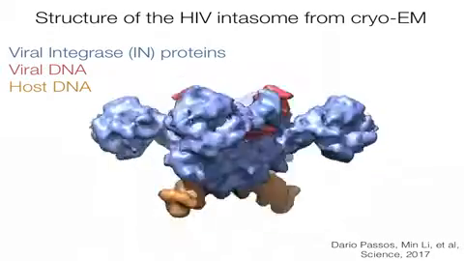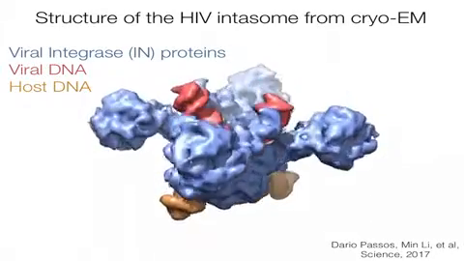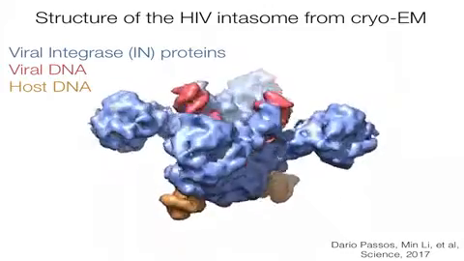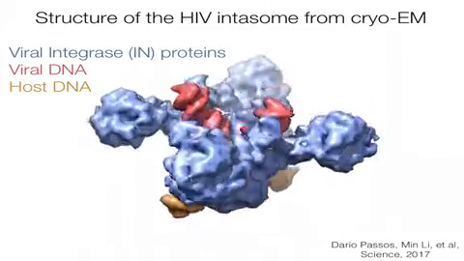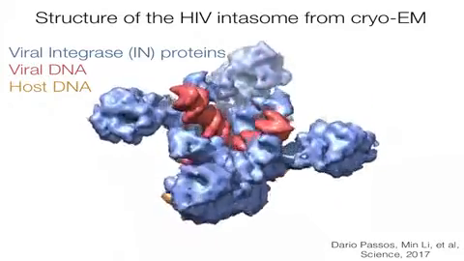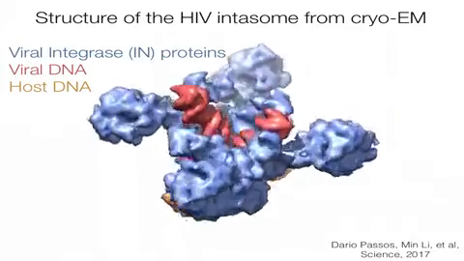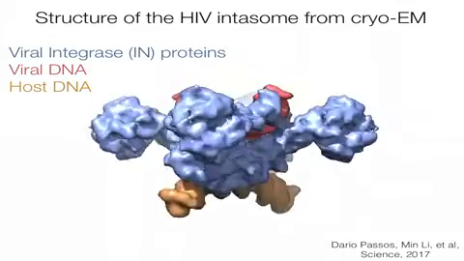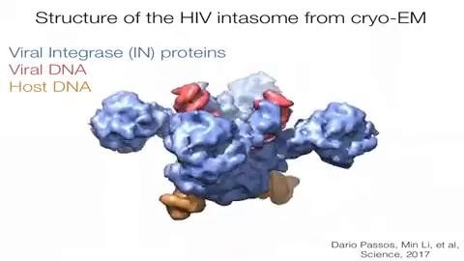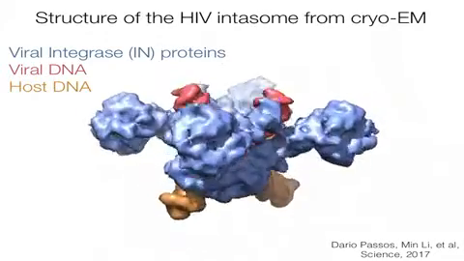In reality, these ends are slightly distinct. There's a U3 and a U5 end, but in our case, we're simply using 2 identical oligos for the U5 ends. There's also the host DNA, and that's shown in orange. Now, this particular complex represents the product of strand transfer, and therefore both the viral DNA and the target host DNA are actually joined together as a single molecule.